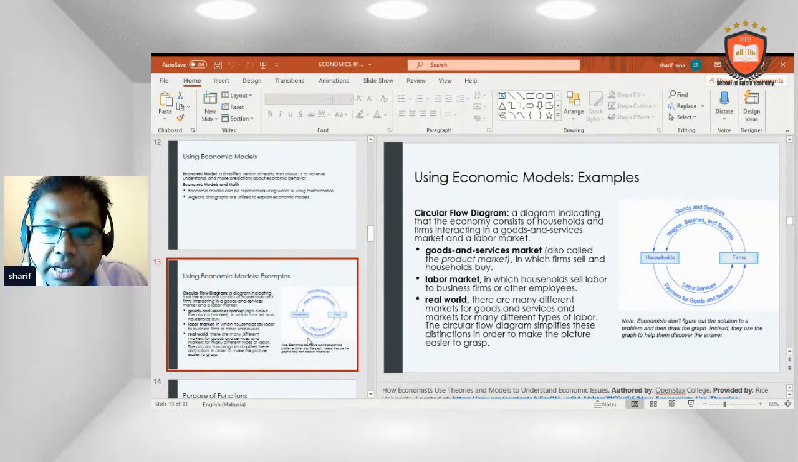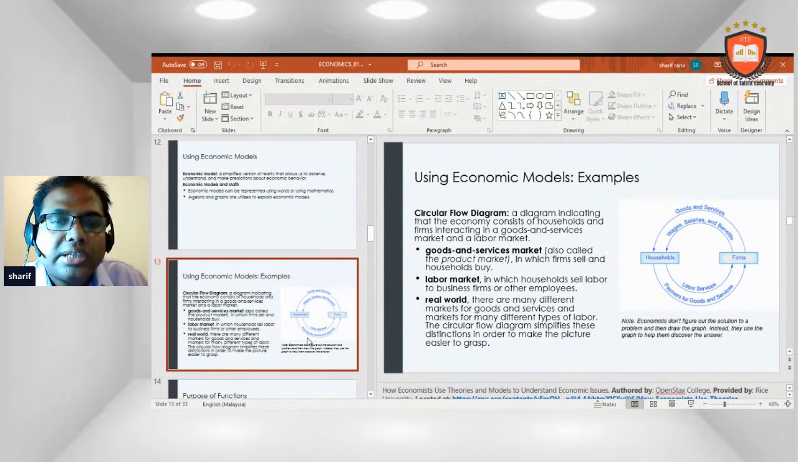A diagram indicating that the economy consists of households and firms interacting in a goods and services market and a labor market. Goods and services market, also called the product market, in which firms sell and households buy. Labor market, in which households sell labor to business firms or other employers.